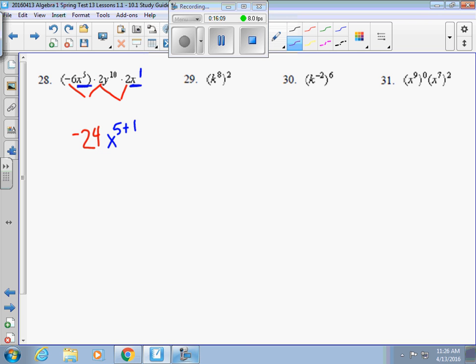There's only one y on there, y to the 10th. So that one's not going to change. It's just going to be y to the 10th.